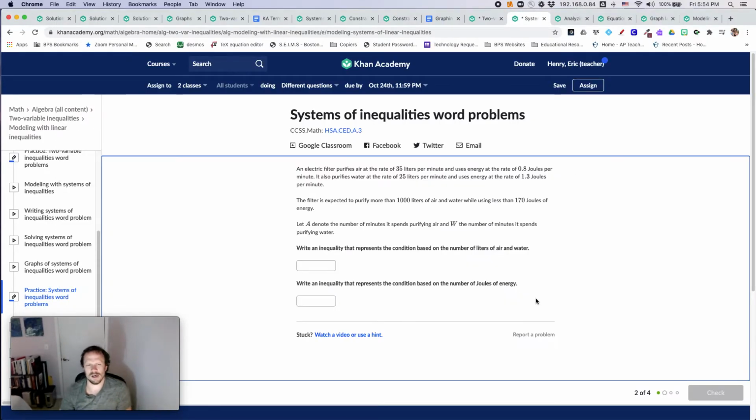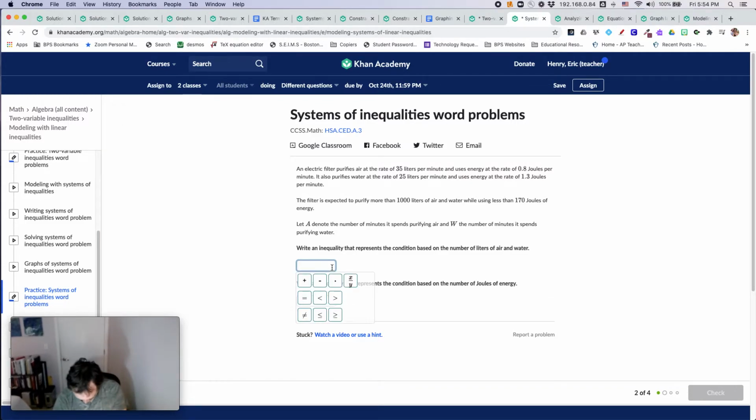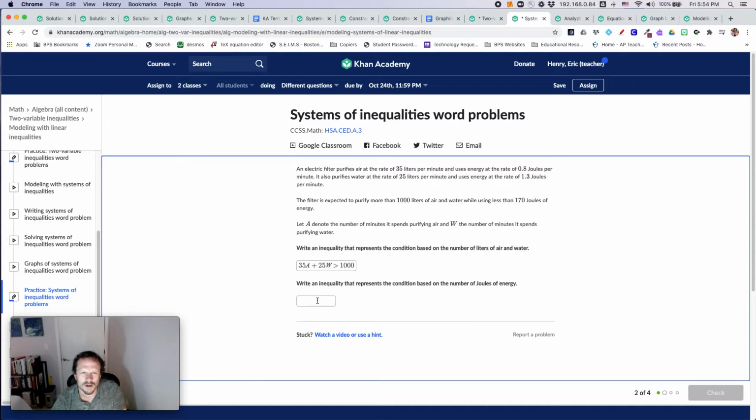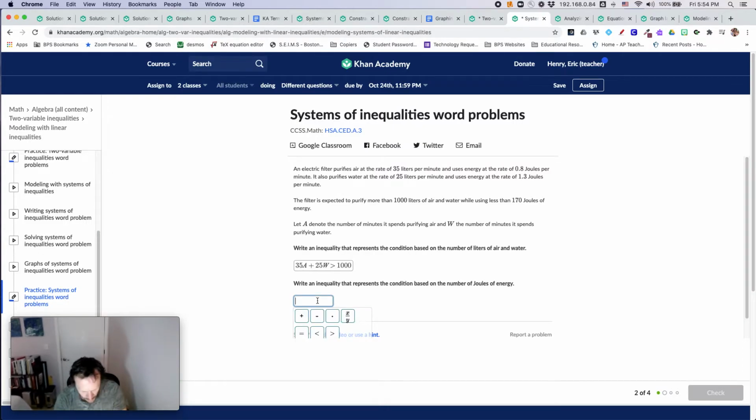And we can try those out on Khan Academy. 35A, whoa, what, I hit plus, 25W greater than 1,000. 0.8A plus 1.3W less than 170. And we check to see if we got it. And we did.